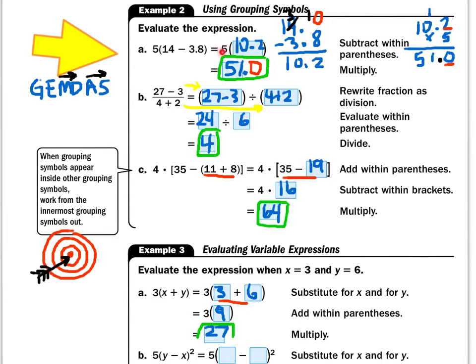So I have now 5 times 10.2, and now I can just multiply that because there's nothing left to do inside the grouping symbols, and there are no exponents, so I go on to multiplying.